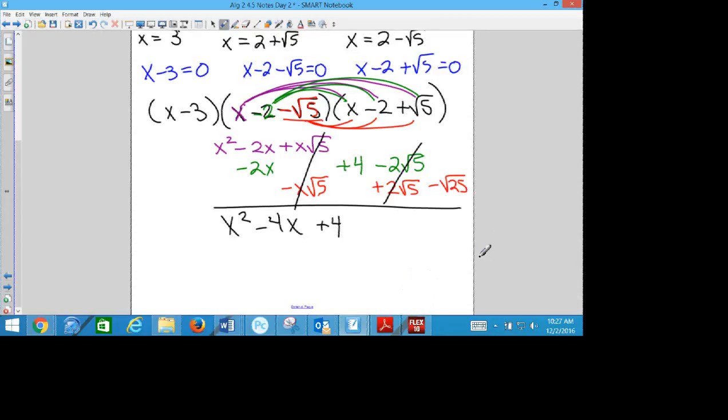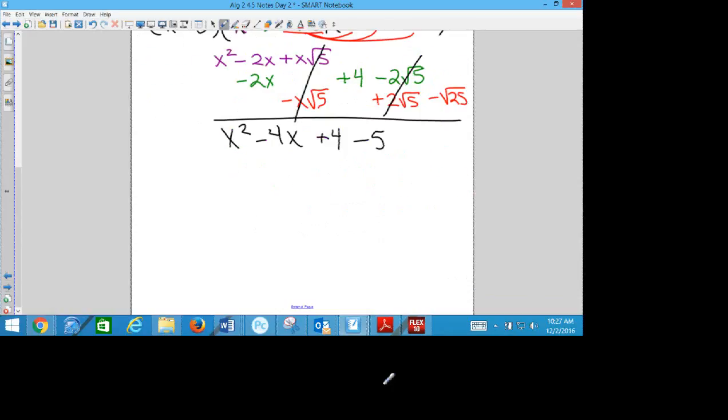And then, isn't radical 25 a number that we know? So I just write minus 5 there. I got to keep the minus sign. Not too bad, right? This can simplify to x squared minus 4x minus 1.